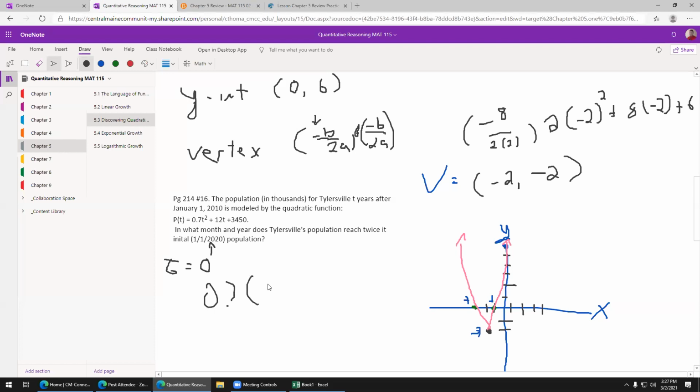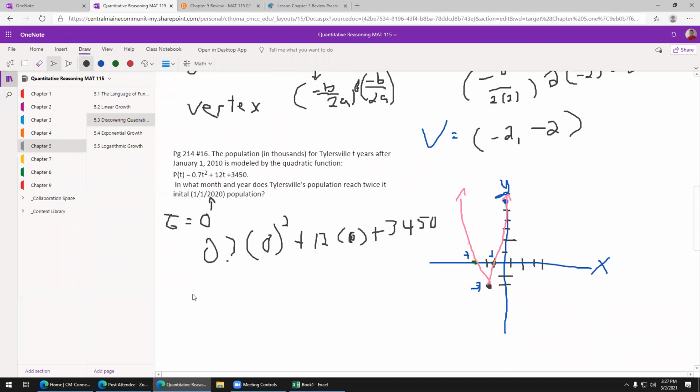0.7 times 0 squared plus 12 times 0, plus 3450. Well, 0 times anything is 0, so all of those end up canceling. So my population on January 1st, 2020 equals 3450. And again, that's in thousands, right? So a much bigger number, but we don't have to add all the zeros. So that's my starting population, 3450 in thousands.